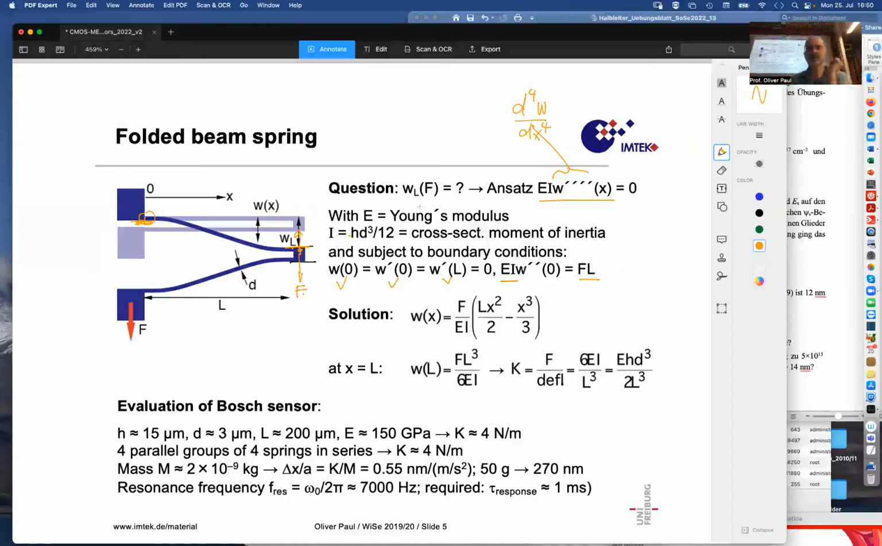Bending is the second derivative of W. And the stiffness with which this object resists bending is given by E times I. So the stiffer the material is, for a given torque, the less the beam bends. The larger I, the cross-sectional moment of inertia, is, the less the structure bends.